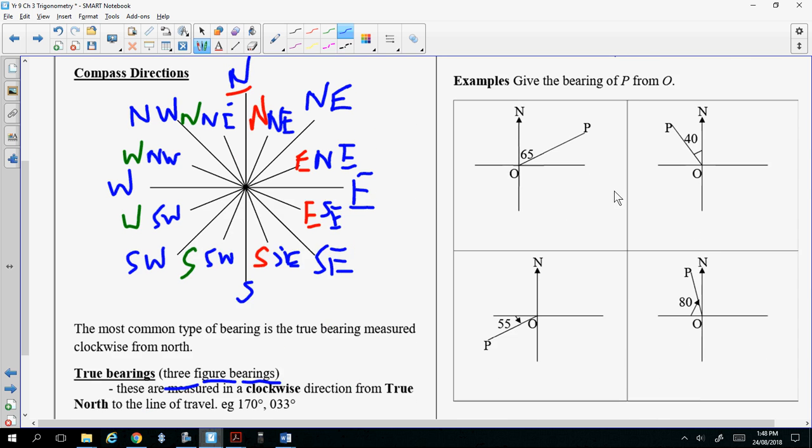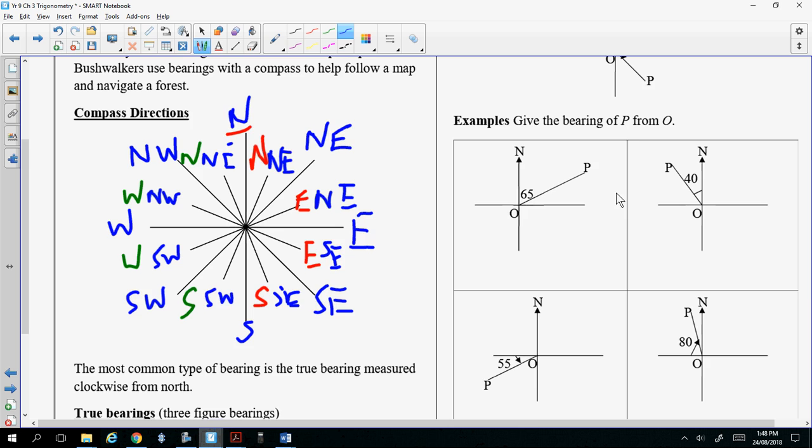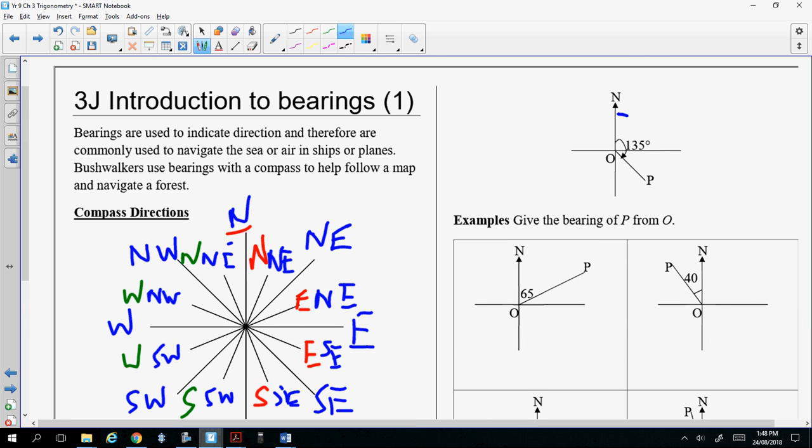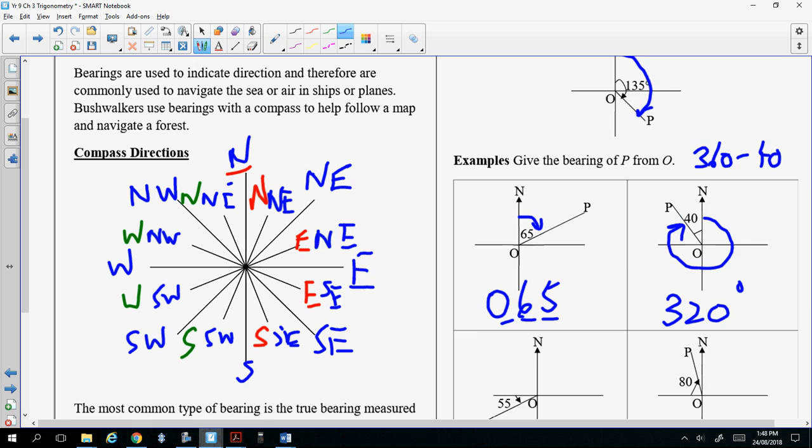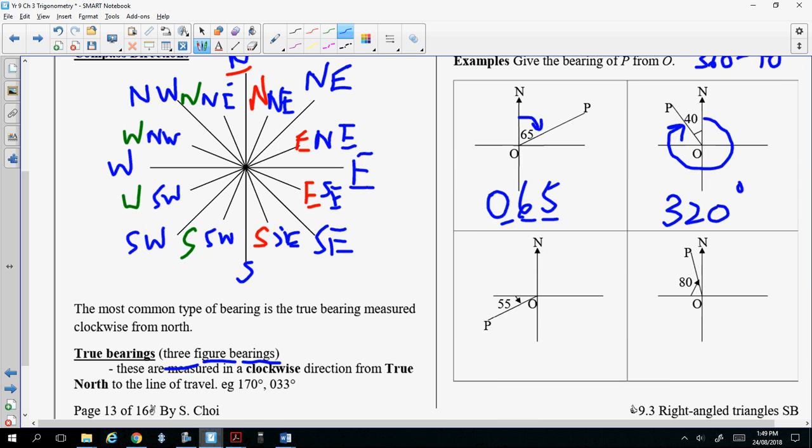Bearings are measured from north, clockwise, in the same direction as the clock. So this one is 65, so you write 065. It's a 3-digit number. And this one, you have to go from north clockwise, so you subtract from 360, which is 320. And this one, you just have to do 270 minus 55. What would that give you? 215.